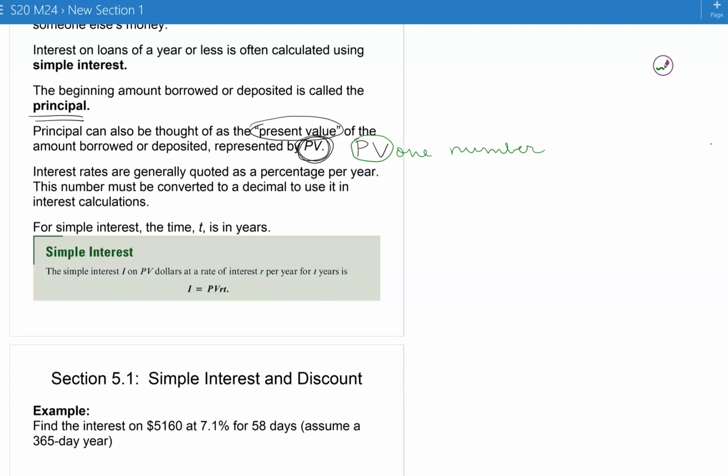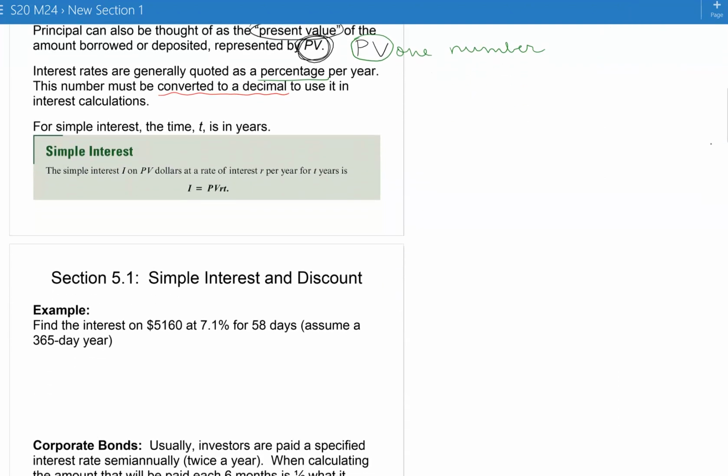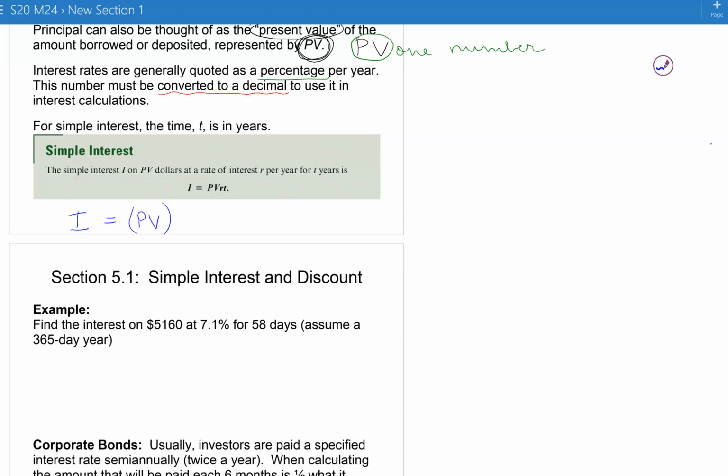Interest rates usually are quoted as a percentage per year. So you must convert to a decimal before you ever use it in interest calculations. For simple interest, the time is in years, and the interest amount is the principal or the present value times the interest rate as a decimal times t in years. So 6 months would be t is 1/2 or 0.5. Make sure you're always working in years.